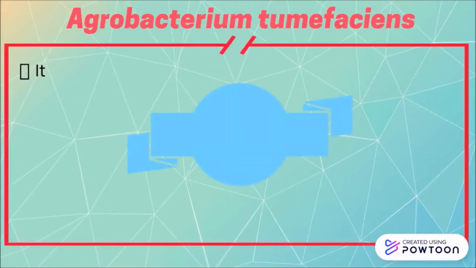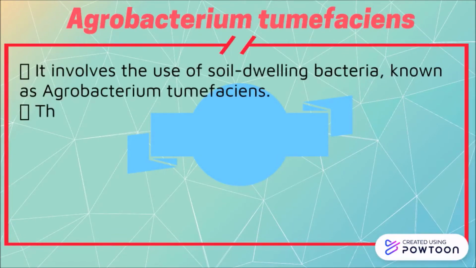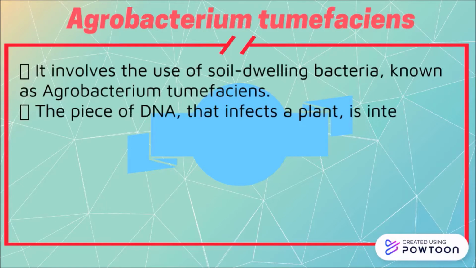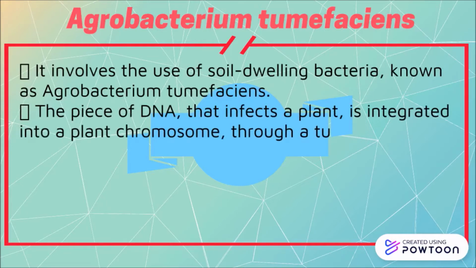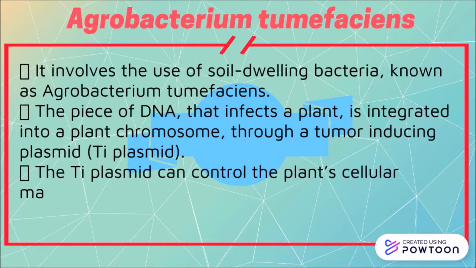Agrobacterium tumefaciens. It involves the use of soil-dwelling bacteria known as Agrobacterium tumefaciens. The piece of DNA that infects a plant is integrated into the plant chromosome through a tumor-inducing plasmid. The Ti plasmid can control the plant cellular machinery and use it to make many copies of its own bacterial DNA.